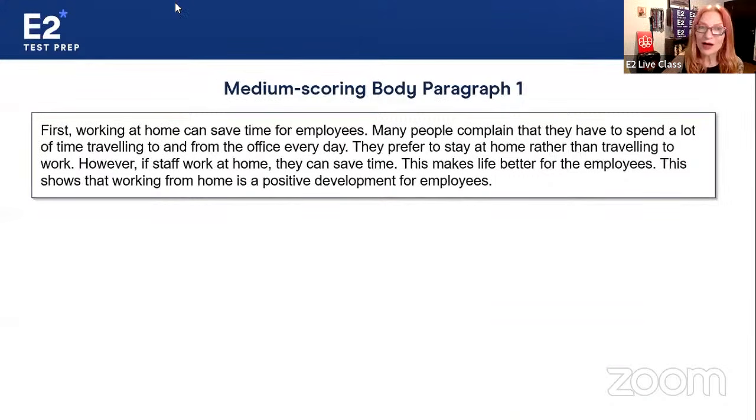And I'd love to hear from you guys. What do you feel, what do you identify as a medium scoring in this paragraph? So first, working at home can save time for employees. Many people complain that they have to spend a lot of time traveling to and from the office every day.